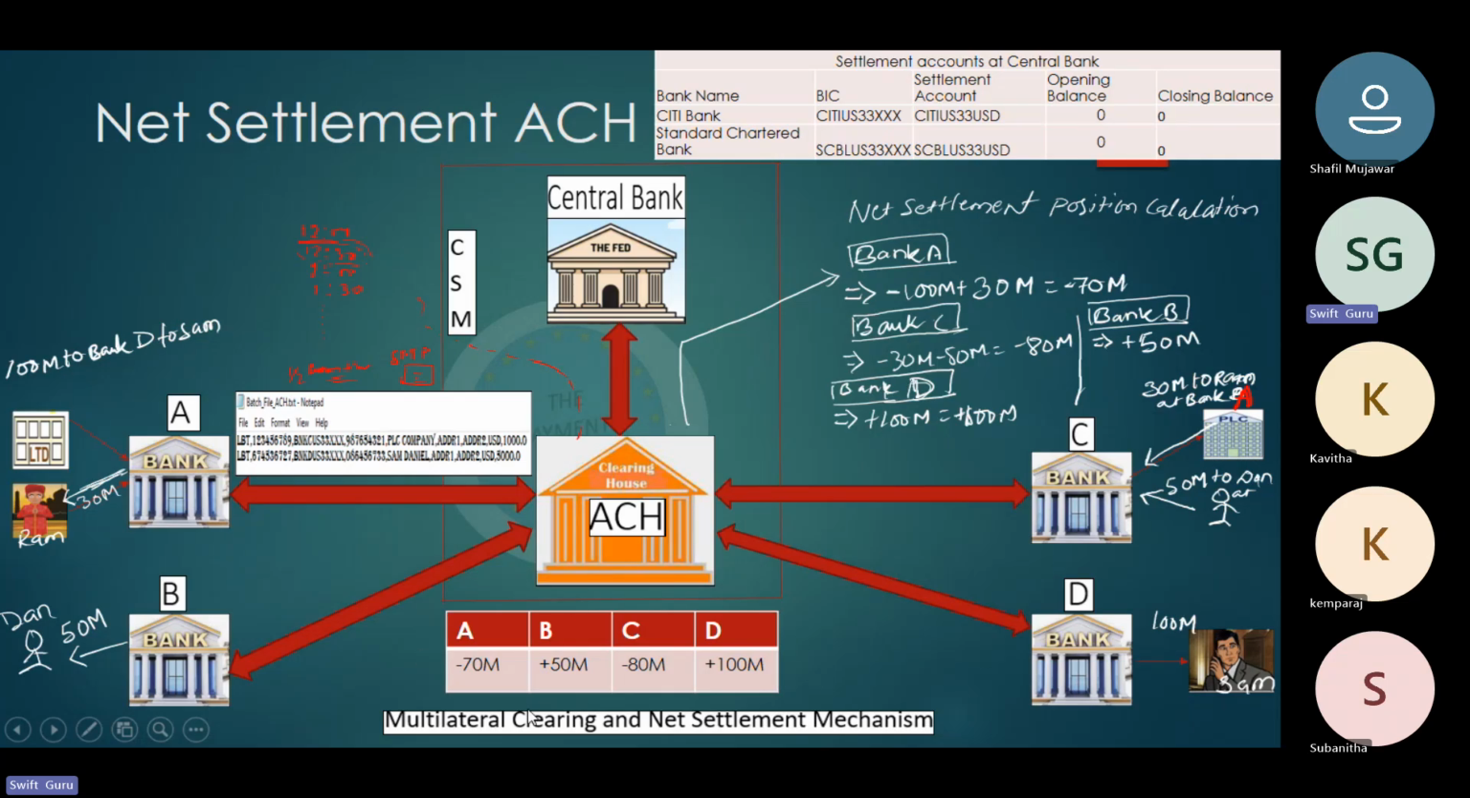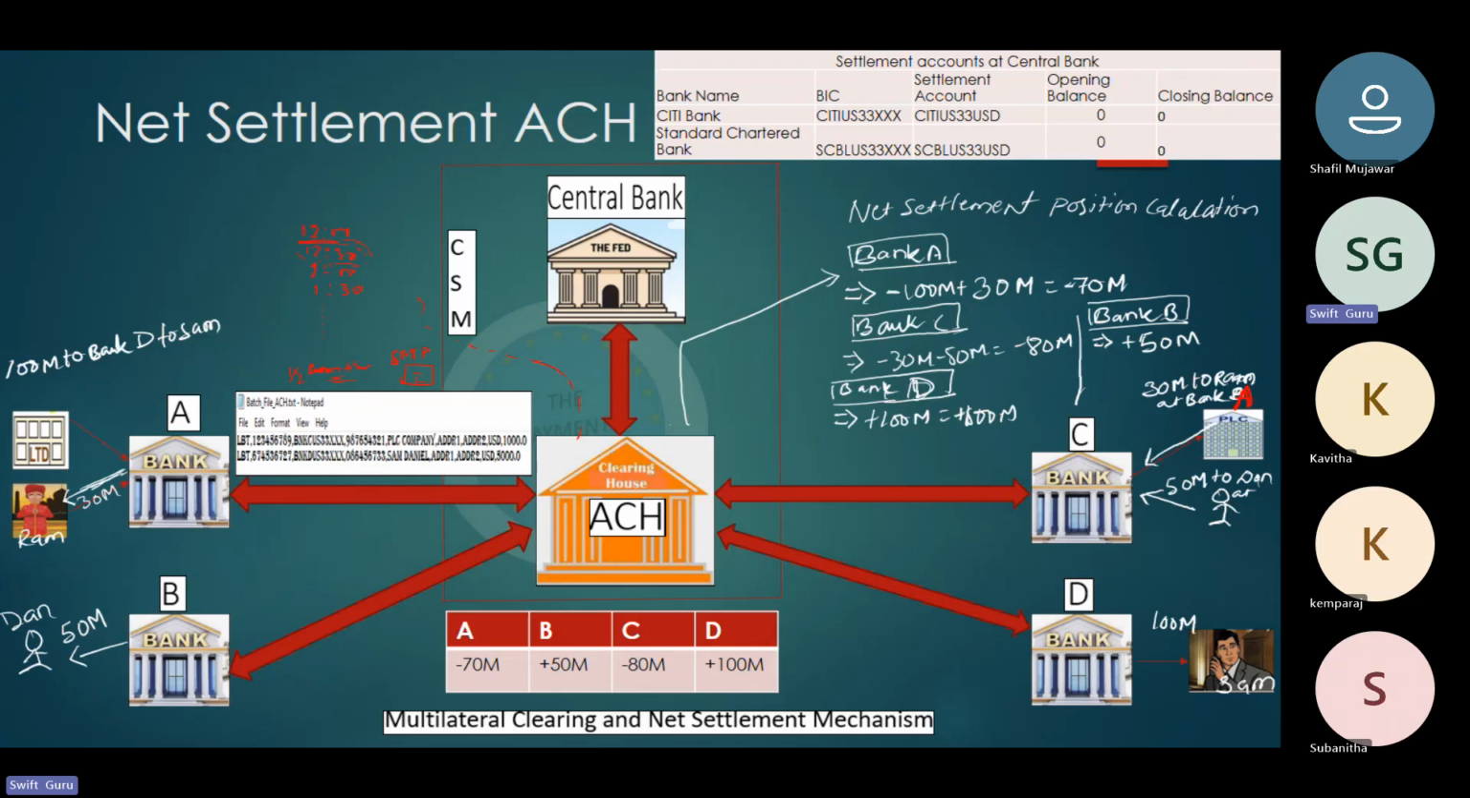So basically, these positions for each of the banks, if you sum them up, should be equal to 0. Then only is this clearing successful. Otherwise, if there is a discrepancy, then there is an issue in the calculation. Minus 70 plus 70 minus 80 million and plus 100 million equals 0. So this is how net settlement systems work around the world, whichever country is providing this. In India, we call it NEFT, and in other countries, they might call it in a different way.